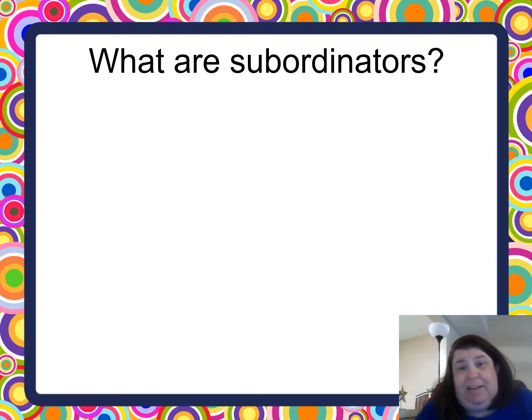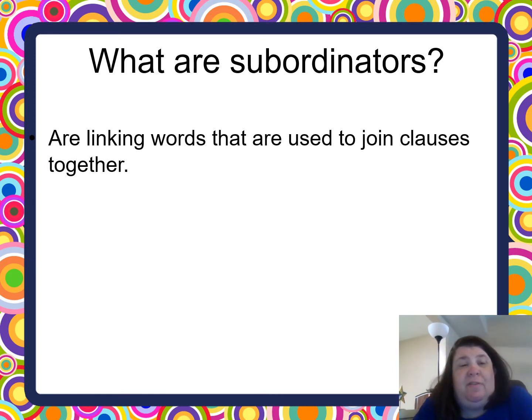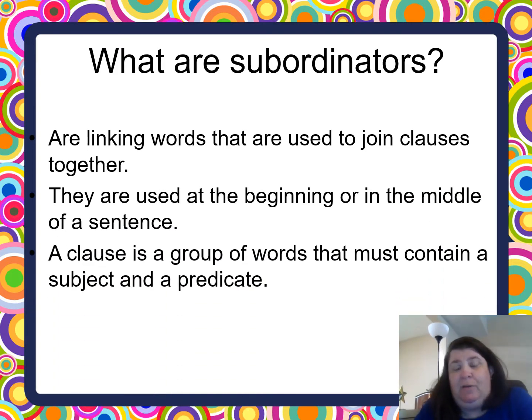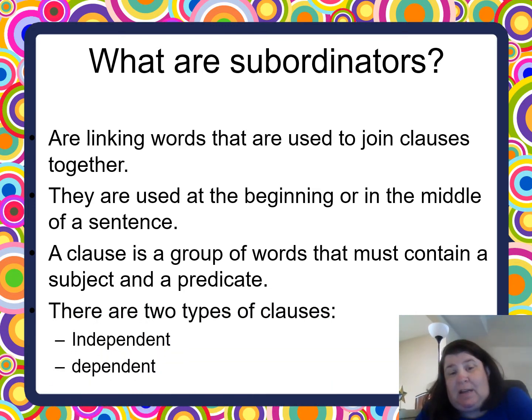As you can see, I got this big word on the top of our slide. It's called a subordinator. And you're like, wow, that's a big word. What's that all about? Subordinators are linking words that are used to join clauses together. They're used at the beginning or the middle of a sentence. And just to clarify, a clause is a group of words that must contain a subject and a predicate. You must have a subject followed by an action. And there are 2 different kinds of clauses: an independent clause and a dependent clause. We're going to talk about both of those as well.